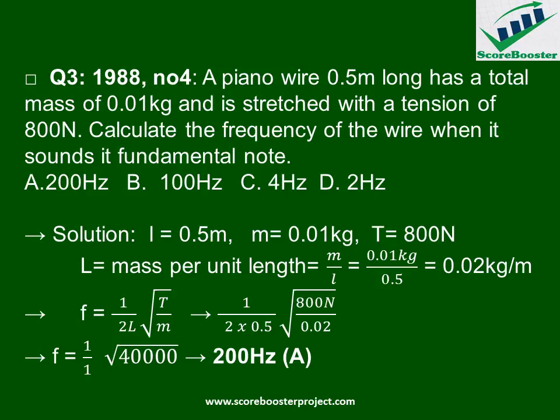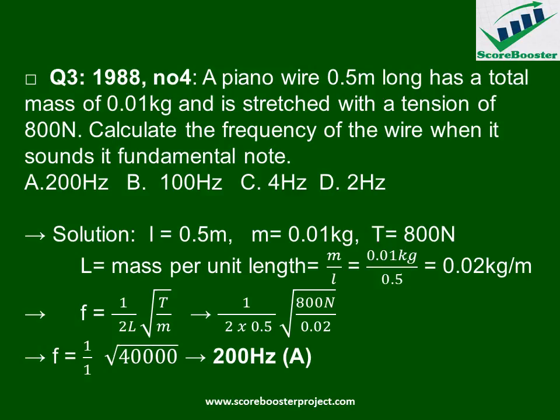Then we have to recall the formula for frequency, that frequency equals 1 over 2L root T over M. That's the formula linking frequency with the tensional force. So we have F equals 1 over 2L root T over M, and when we substitute, that will be F equals 1 over 2 times L, which is 0.5, then root of tension T, that is 800 Newton, divided by M, that is mass per unit length, which is 0.02.